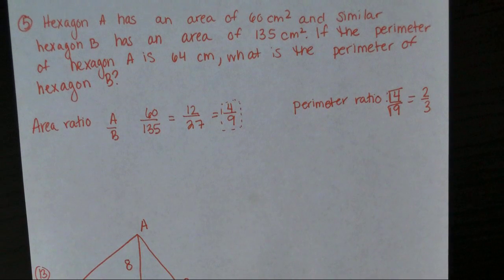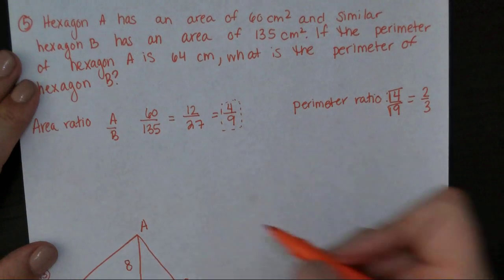The perimeter ratio is almost exactly the same thing as the scale factor or your similarity ratio. Okay, it's within the same dimension. So now we can set up a proportion.